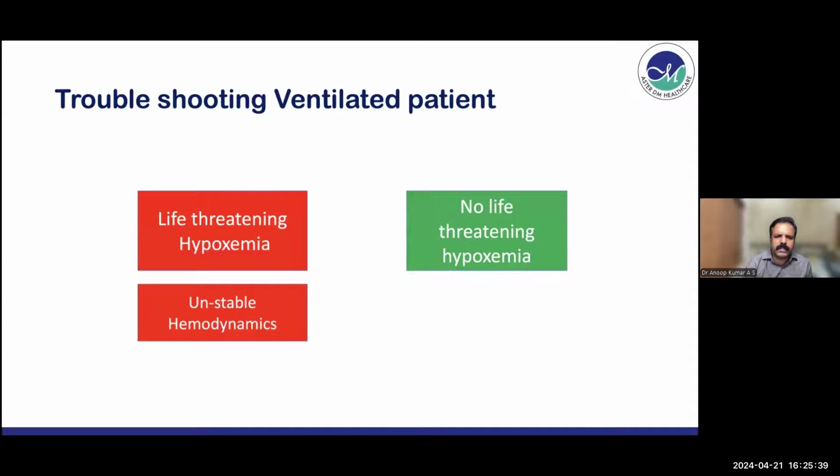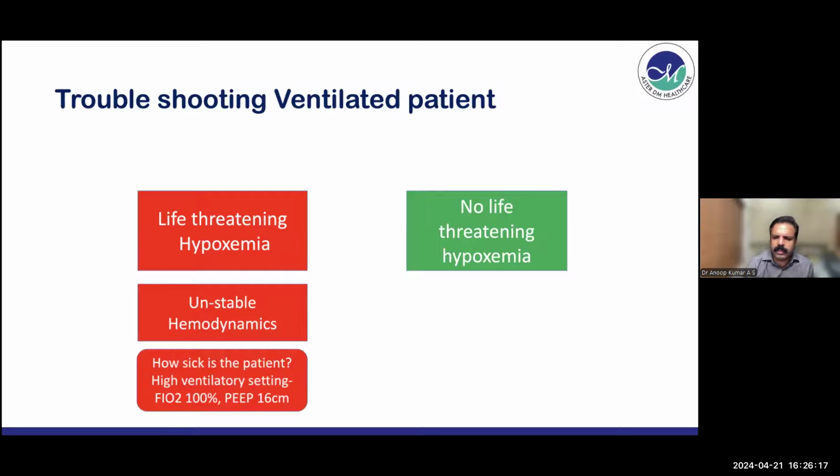The troubleshooting of a ventilated patient depends on whether there is life-threatening hypoxemia or no life-threatening hypoxemia. Whenever there is life-threatening hypoxemia, don't waste your time. Immediately disconnect, then go with the protocol which has already been told. Then you will have to do the ambu ventilation. The same way, when patients have unstable hemodynamics, a minimal variation in oxygenation or your ventilatory parameters can trigger a cardiac event, and the patient can go into cardiac arrest or arrhythmia.